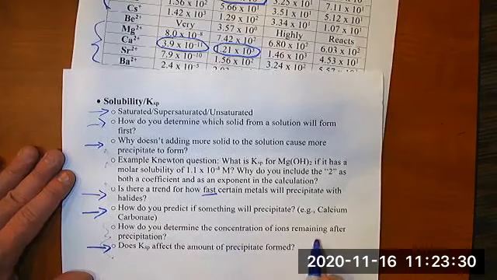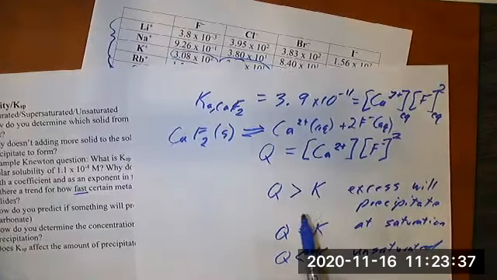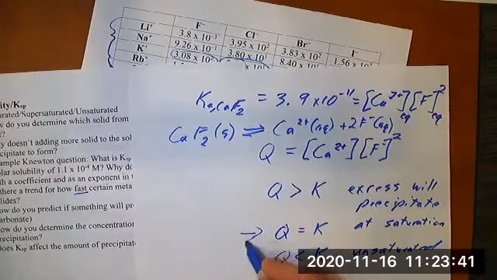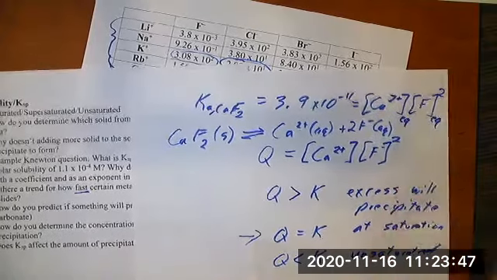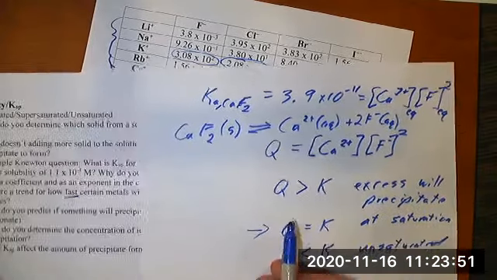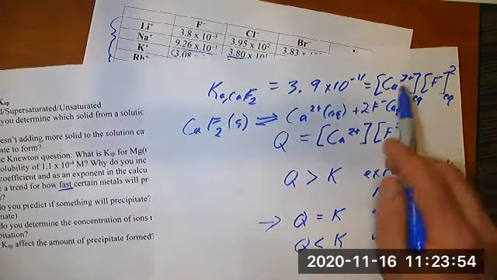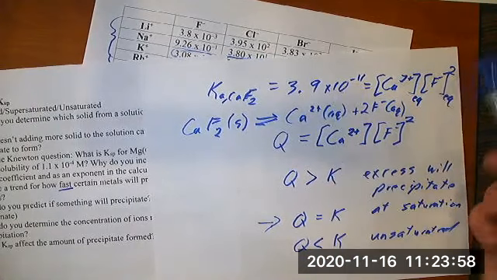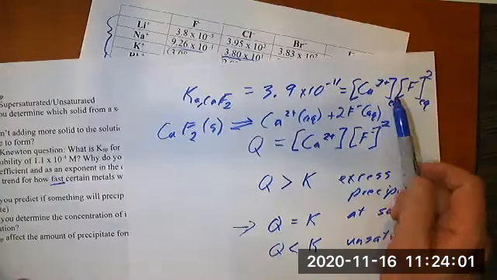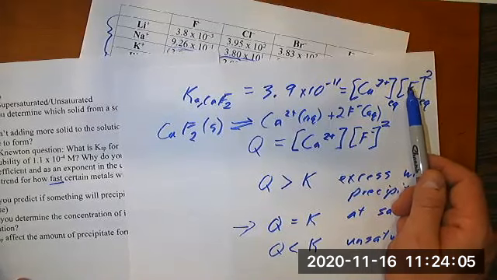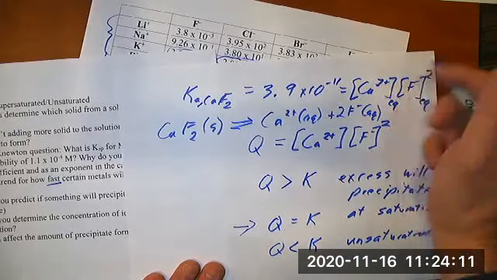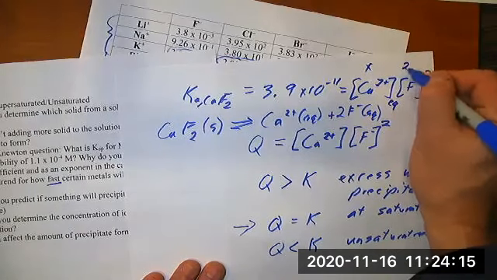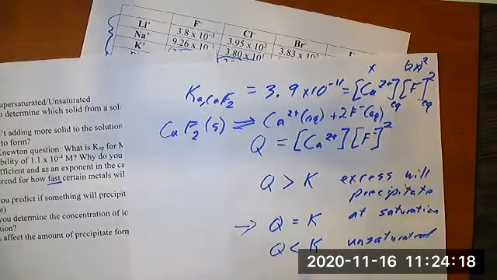How do you determine the concentration of ions remaining after precipitation? Well, after precipitation, you're going to be at saturation. Q is going to equal K, and so you calculate the concentrations straight from the equilibrium constant expression. That's all you do. You write down that expression, and you should have the equilibrium constant, and if you know, for example, that the calcium and the fluoride came just from this reaction, if that's their only source, then this will be x, this will be 2x squared, and so you figure out what x is.